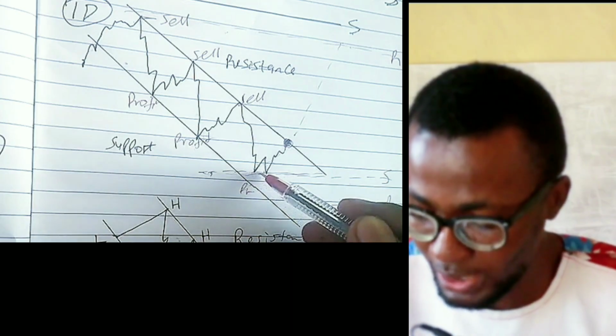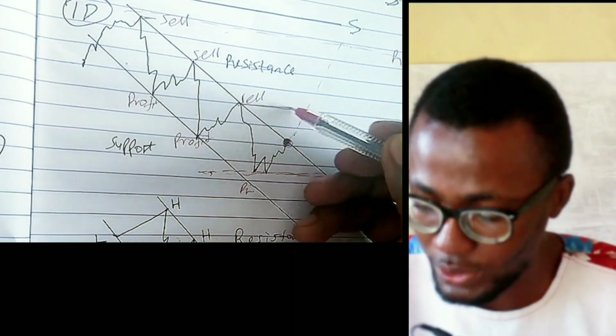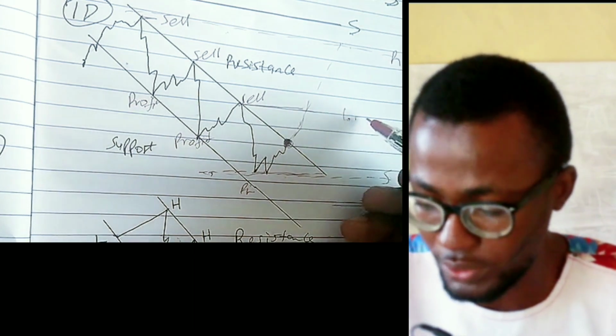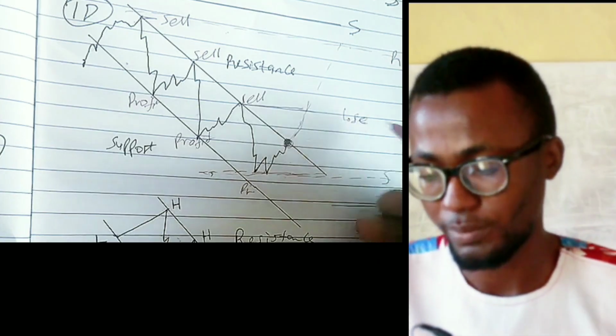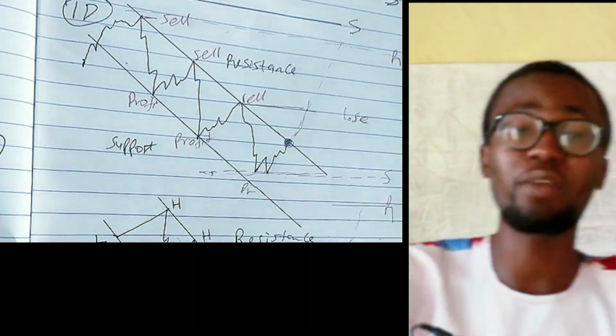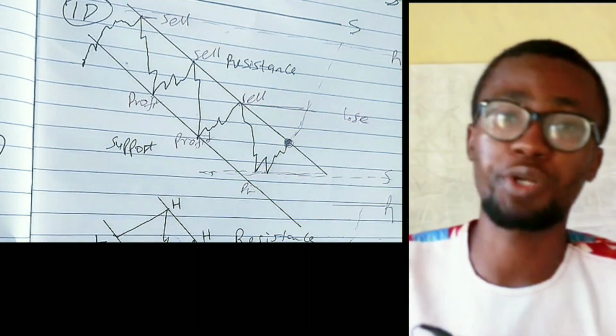But instead of it coming here, it's now reversing back. And maybe your SL was around here. What will happen? It will kick your SL, and you will do what? You will lose. You will lose money because you don't know that something was happening from the higher time frame. So these are the basic things that you need to learn when you come to forex trading.